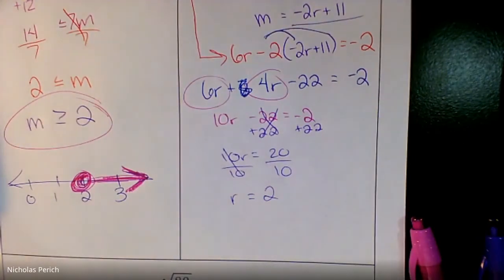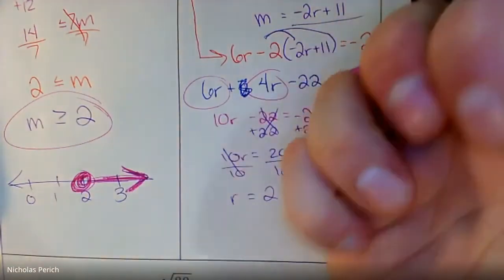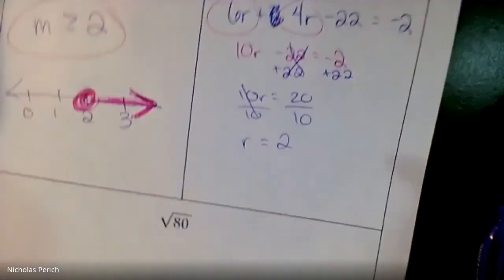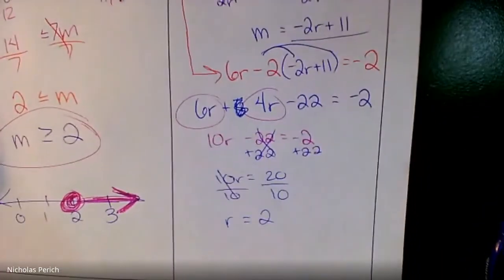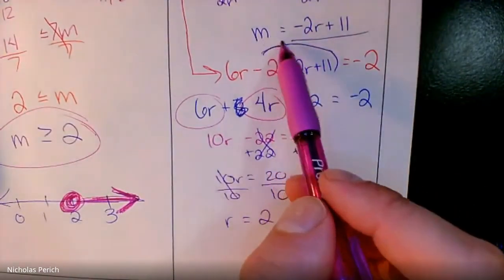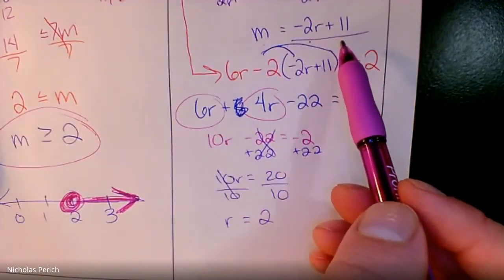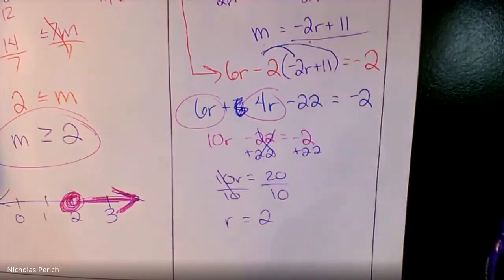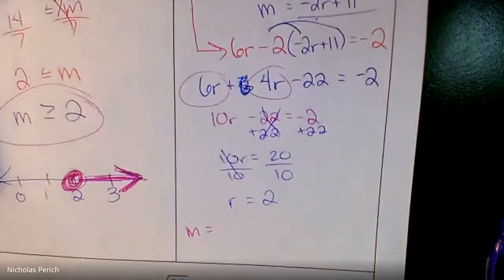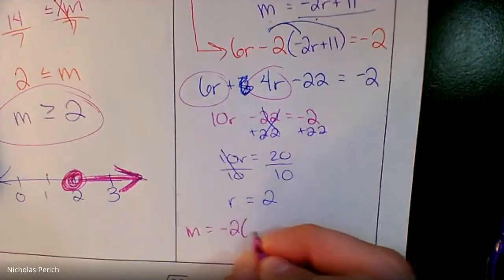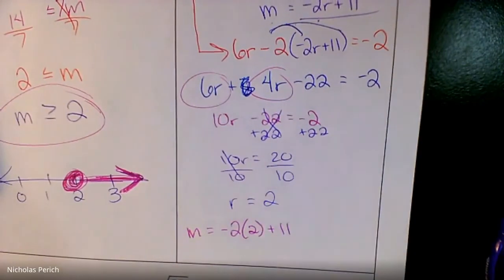Good news. Up here, I wrote out the equation. Can you still see it? Oh, whoops, I bumped the camera. Up here, I wrote out that M equals negative 2R plus 11. So can't I just take M equals negative 2, but instead of R, put 2 and then plus 11? Can't I just do that? Yes, I can.